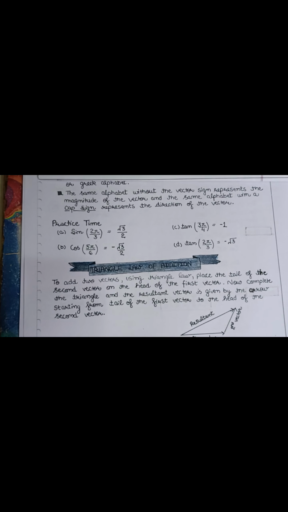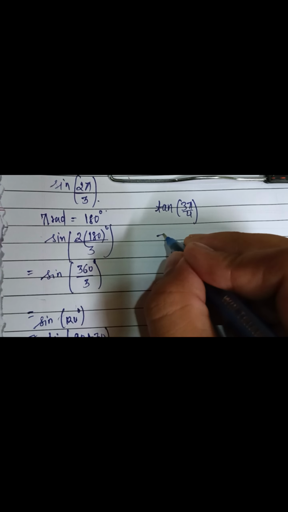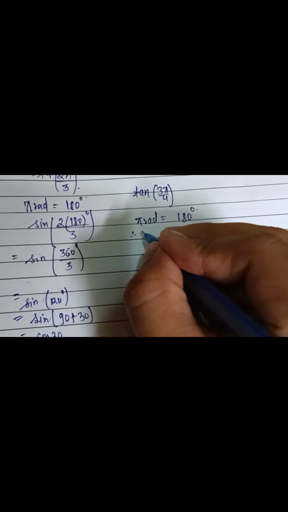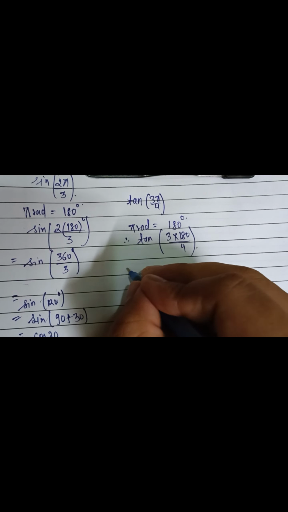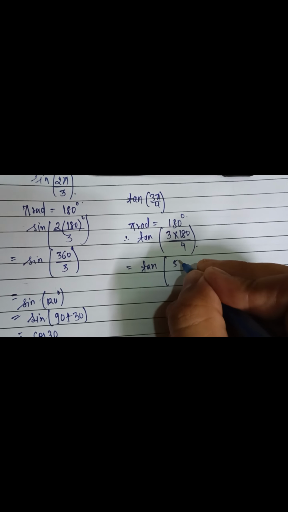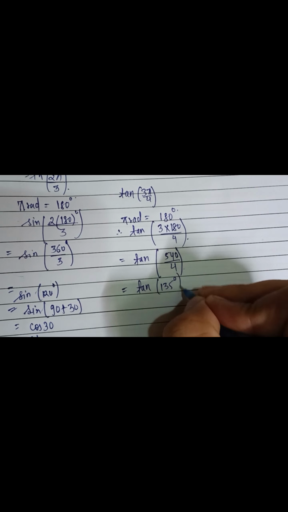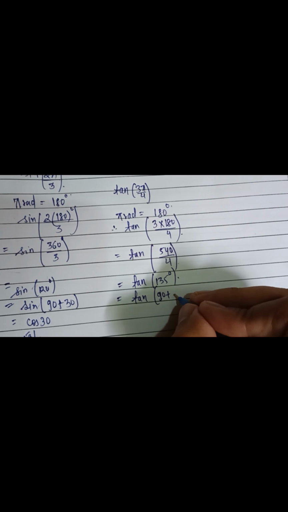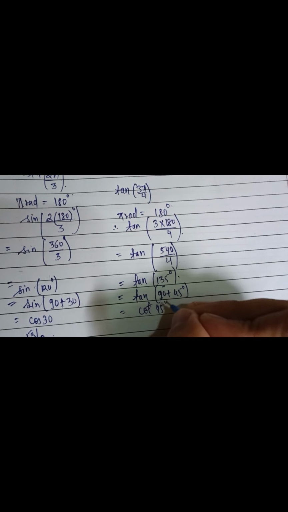Now there is a second practice problem for all of you, that is tan of 3 pi by 4. We know that pi radians is equal to 180 degrees. Therefore tan of 3 into 180 degrees by 4 is equal to tan of 540 upon 4, which is equal to tan of 135 degrees, which is equal to tan of 90 plus 45 degrees, which is equal to minus cot 45 degrees, which is equal to minus 1.